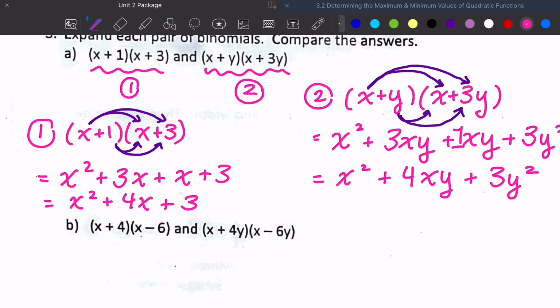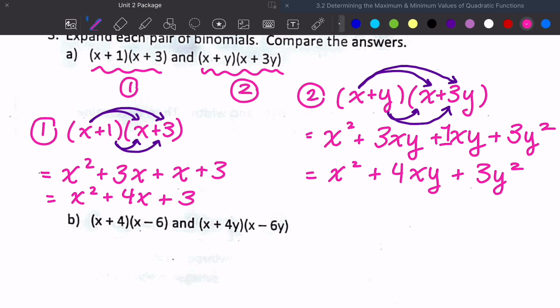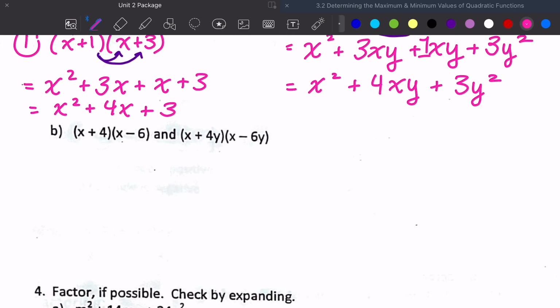What do you notice about these 2 answers? How are they similar? How are they different? So you're saying the same numbers, like 1, 4, and 3? They're the same, right? This is still x squared. This is 4x, but this one has a y attached. And same thing, this one has a y squared. So that's the only difference: whenever you have a second variable, you notice it gets attached to the middle term and the last term. That's all. Right? So if we were to practice this, right?